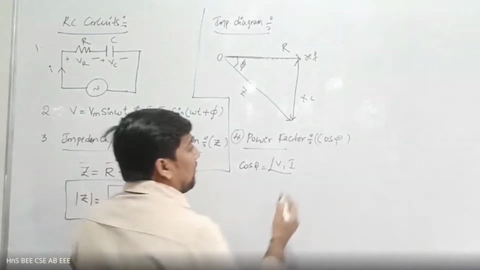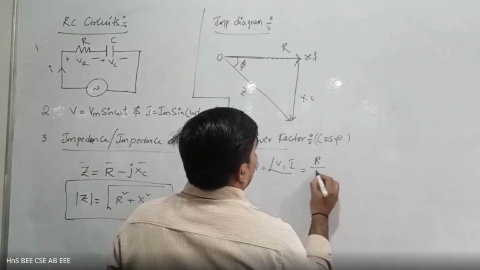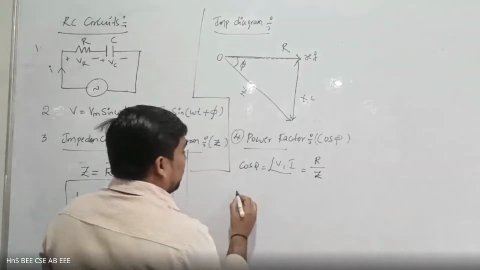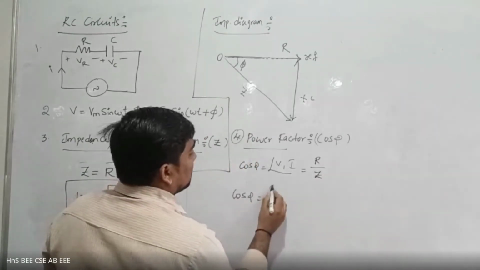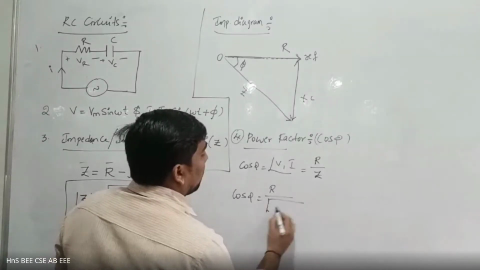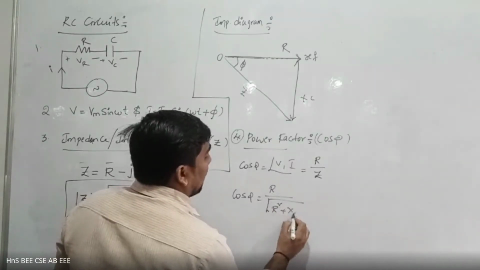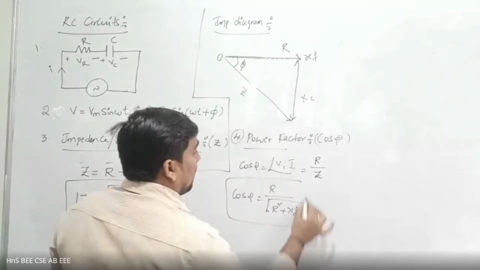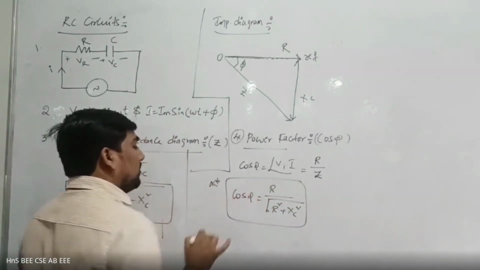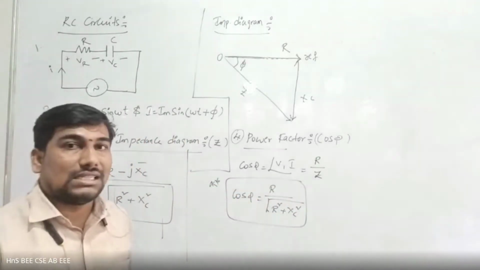Now we have the formula of cos pi, that is R by Z. You know very well the Z value is under root of R square plus XC whole square. So cos pi equals R by under root of R square plus XC whole square. This is the cos pi power factor formula in our RC circuit.